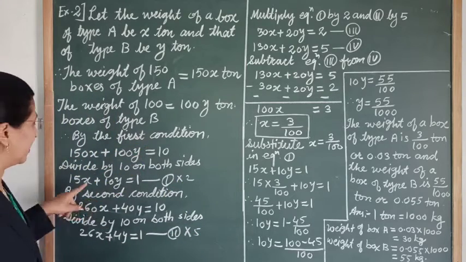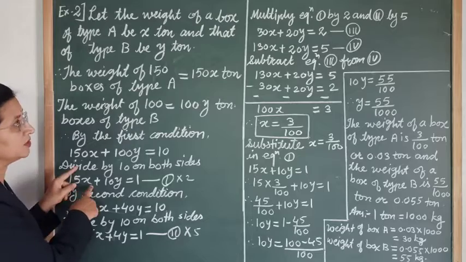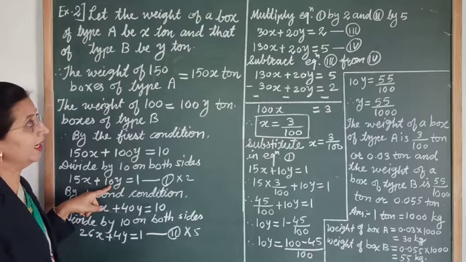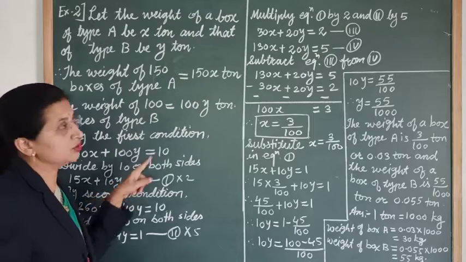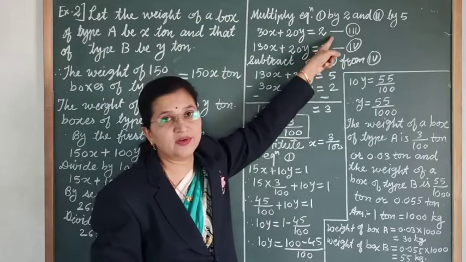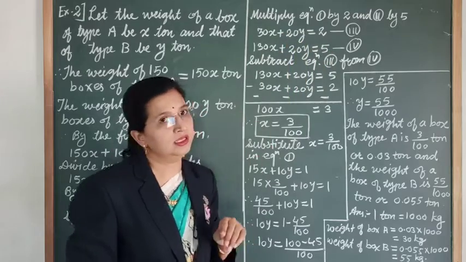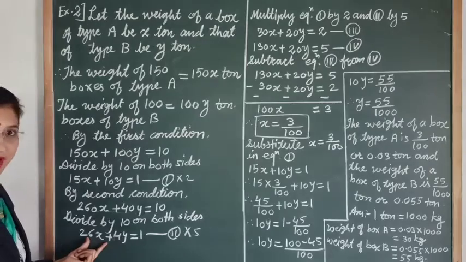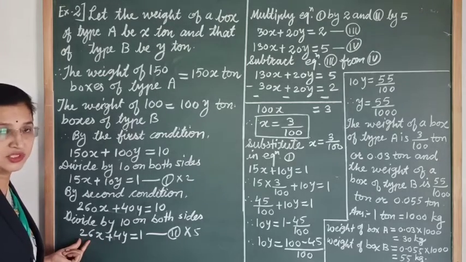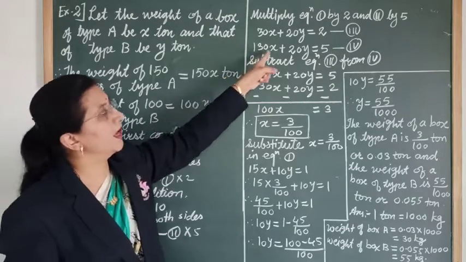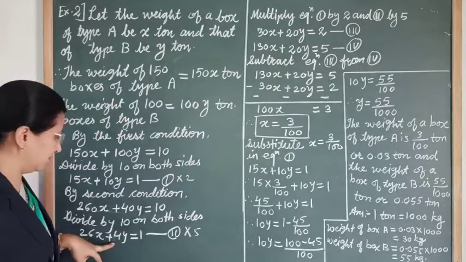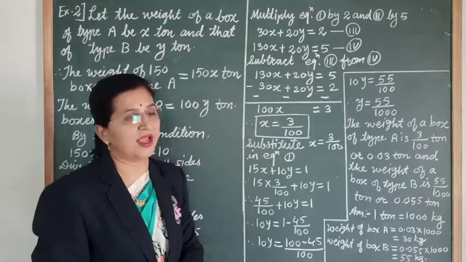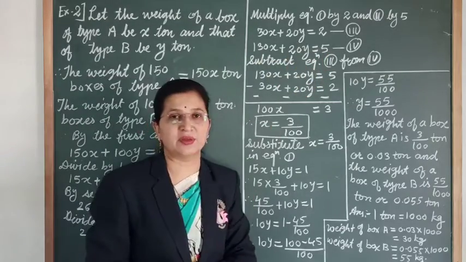Okay, so let's multiply this first equation by 2. So 15 2s are 30x plus 20y is equal to 2. So in this way we got the new equation. So let's number this equation as 3. Similarly, if we multiply this second equation by 5, so 26x into 5 will get 130x plus 4 5s are 20y is equal to 5 5s are 5. So let's give this as the equation number 4.